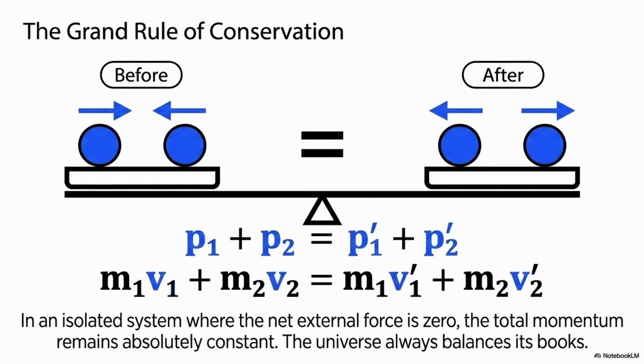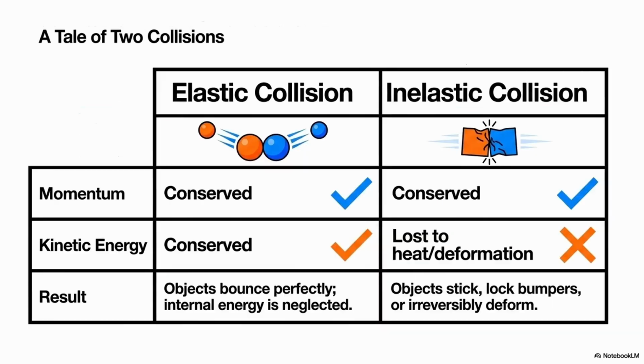I love that. Okay, so moving to the next slide, slide 6. This is a tale of two collisions. We are comparing elastic and inelastic collisions. Yeah, and the key here is that momentum is conserved in both types. The universe always balances the momentum ledger. Right, but kinetic energy is different. The slide notes that kinetic energy is only conserved in elastic collisions, where objects bounce perfectly, and it's lost to heat or deformation in inelastic ones, where things crumple or stick.